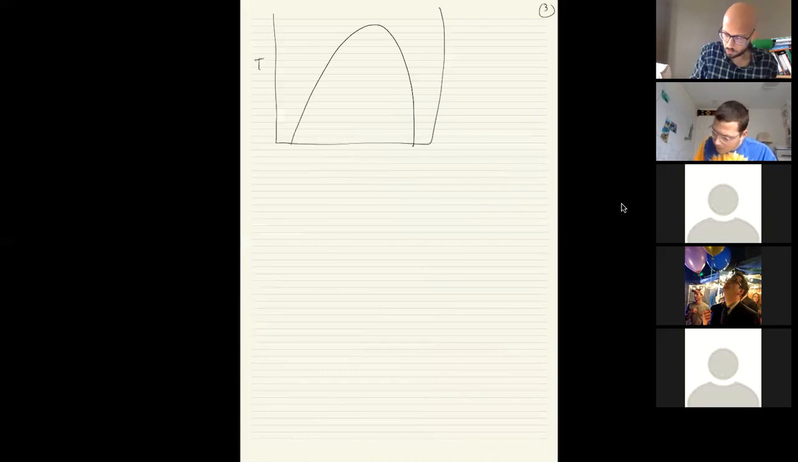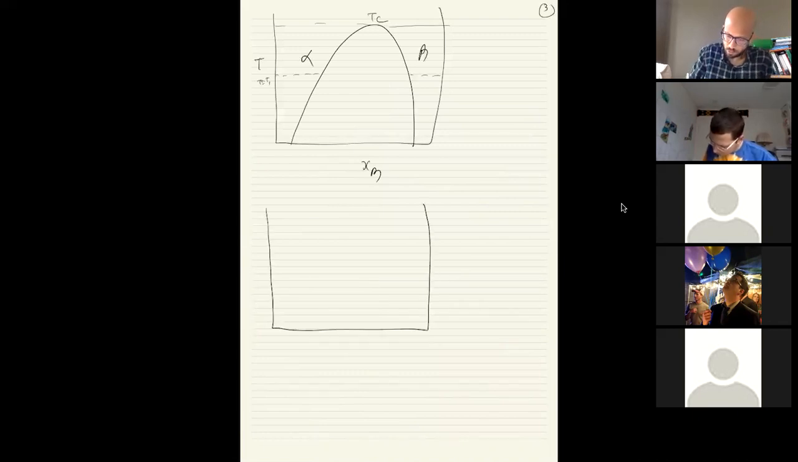And this is temperature, this is composition. And we were interested at a particular temperature, T is equal to T1. And this is our TC. And we had phase alpha and we had phase beta. And we explained that at this temperature, we have a two-phase region because the free energy tends to look something like this.